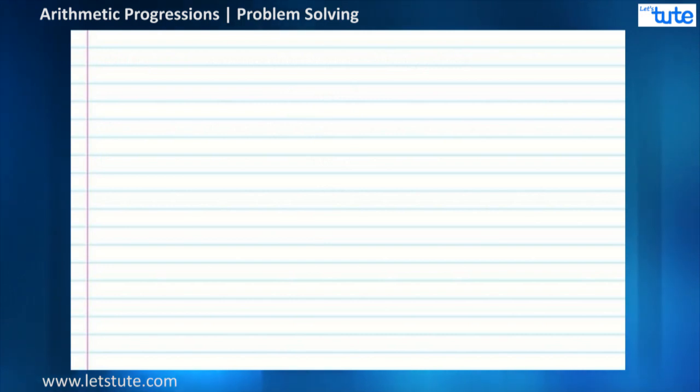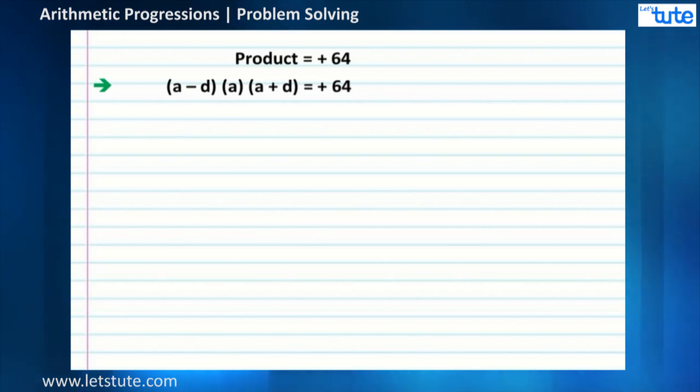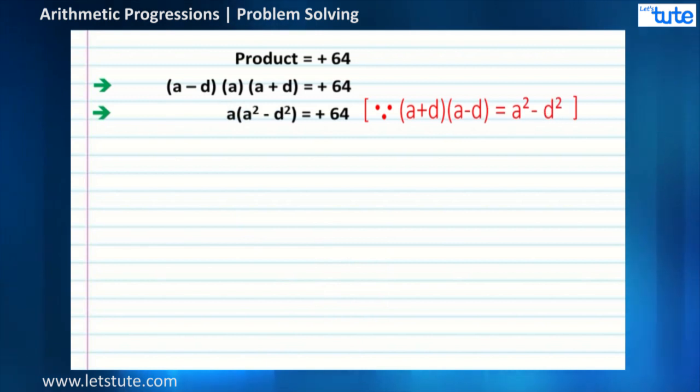Coming to the second part of the question, the product of the three consecutive terms is +64. Now what does product mean? It means multiplication. So we need to multiply all the three terms. That is, A minus D into A into A plus D is equal to 64. Now that becomes A into A square minus D square is equal to 64. Now we know the value of A. So we need to find out the value of D. So let us substitute the value of A in the above step.